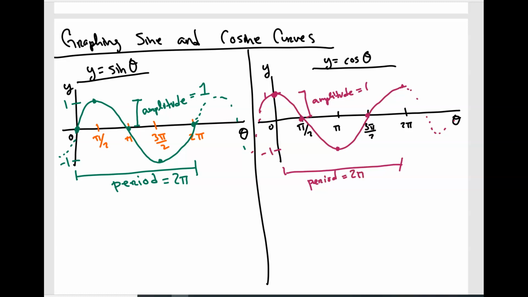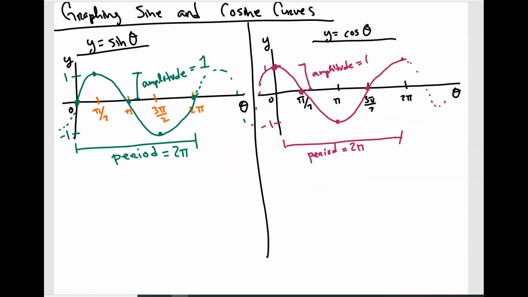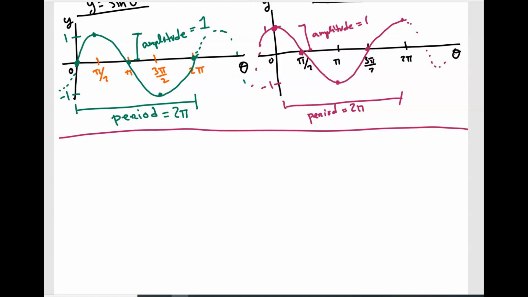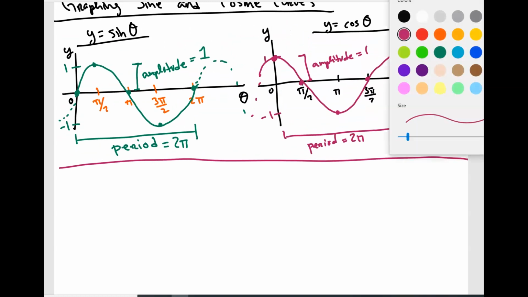So the cosine curve and the sine curve look kind of the same. If you were to shift the sine curve by pi over 2 units, you're going to get the cosine curve. So this is basically the graph of the sine and the cosine curve. Now what we really want to do is graph these in different ways. We want to be able to graph them the following way.